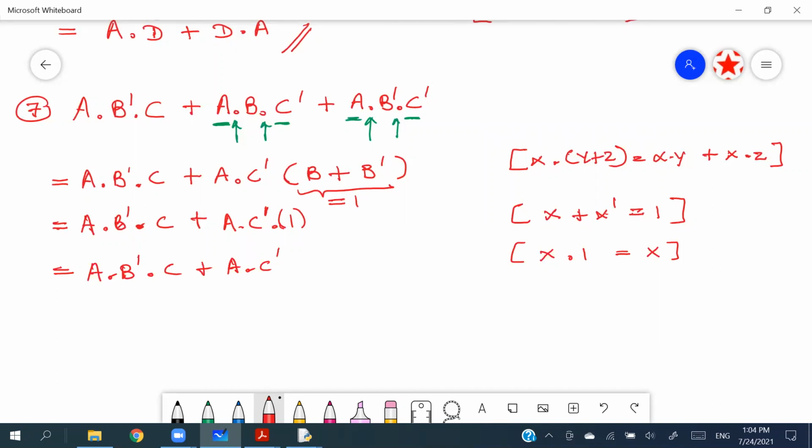And now we have A as the common term from these two, so I'm taking A out. I've got B bar dot C plus C bar inside. For this, I can write the same law, x dot y plus x dot z.